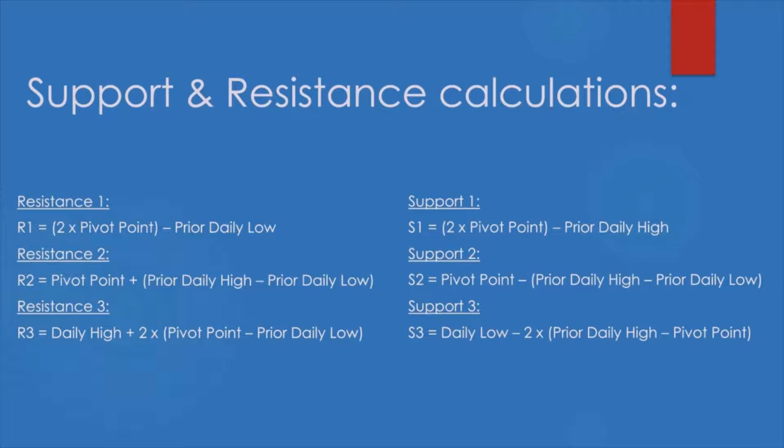These are the calculations we need to determine the support and resistance areas. Each and every one of these calculations requires the main pivot point. That's why it is very important to get the main pivot point calculation right the first time, otherwise these levels will not be correct.